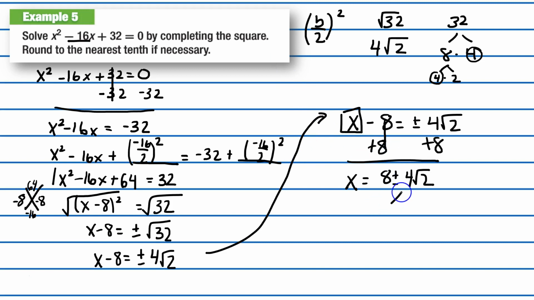Alright, then from here, let's split it because we have two equations that we need to solve for. We have 8 plus 4 times the square root of 2, and then we also have 8 minus 4 times the square root of 2. And if this is simplified, we will get 13.7, and then we'll get 2.3 for this solution. So this is one of our answers, and this is another one of our answers. And that's it.